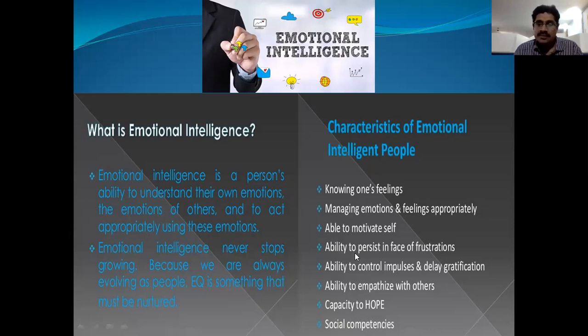Next, coming to the next point, ability to persist in the face of frustrations. We are all aware of this frustration. Frustration means the next level of depression. Depression comes from our negative thoughts, our negative attitude. Negative attitudes lead to depression, and the next level is frustration.